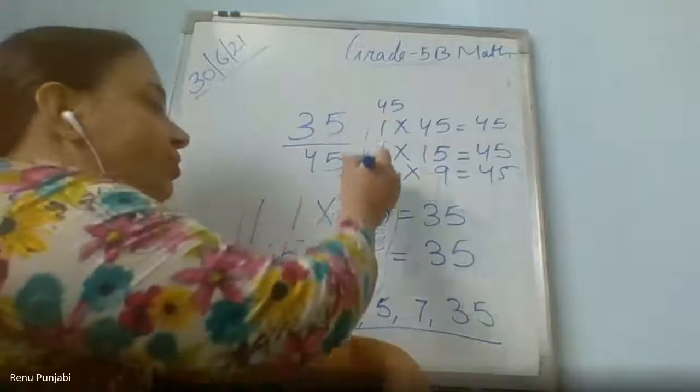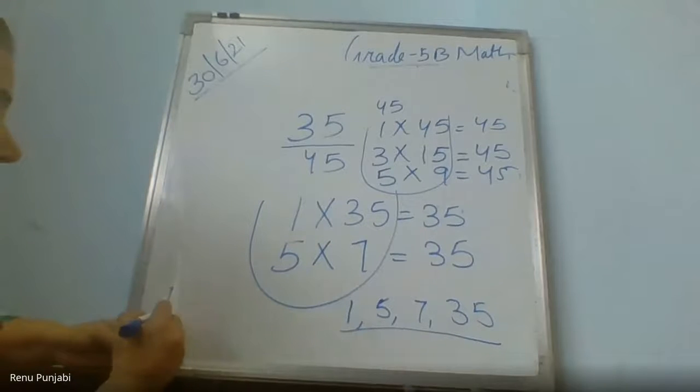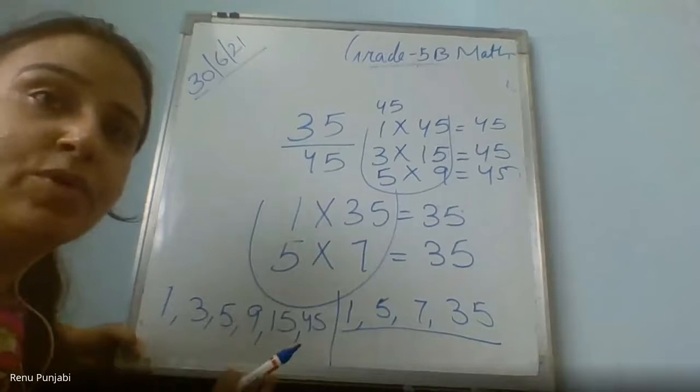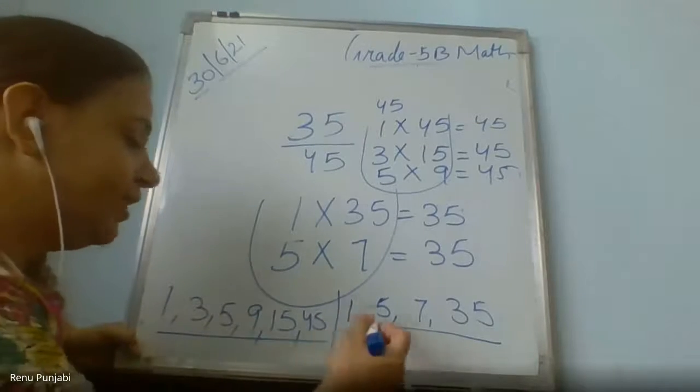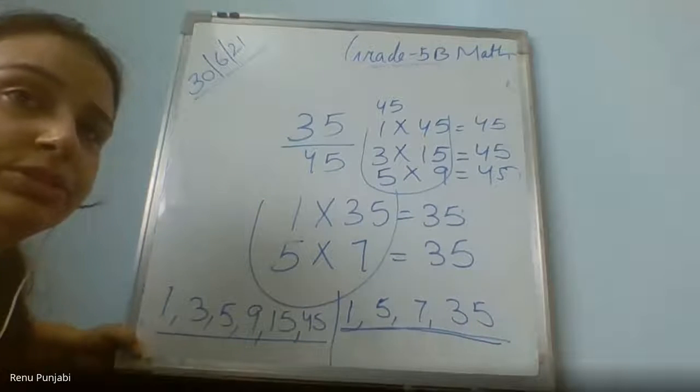So we stop here. Right? Yes. Now take a U-turn. What are all the factors of 45? 1, 3, 5, 9, 15, 45. Karnav will tell me. Karnav, can you see this board? Yes, ma'am. Can you tell me out of these factors and these factors, which factors are common in both?